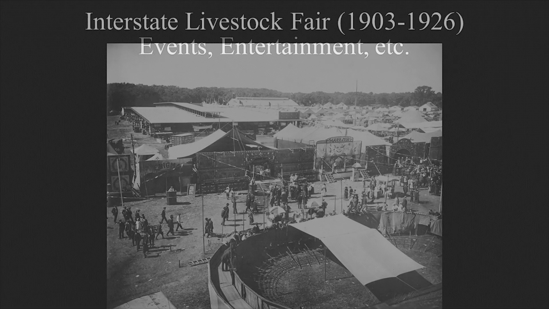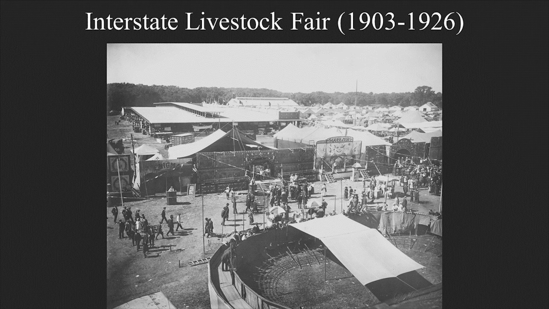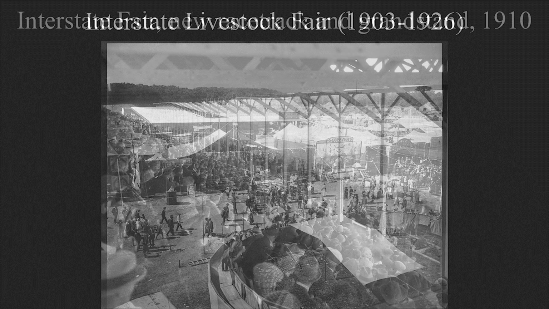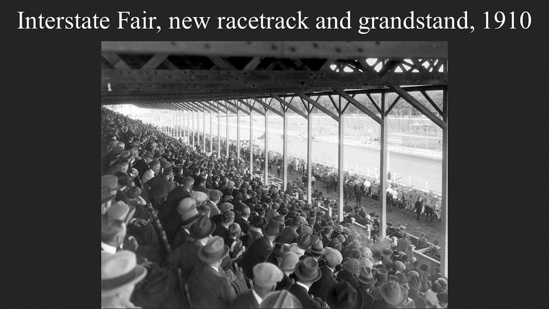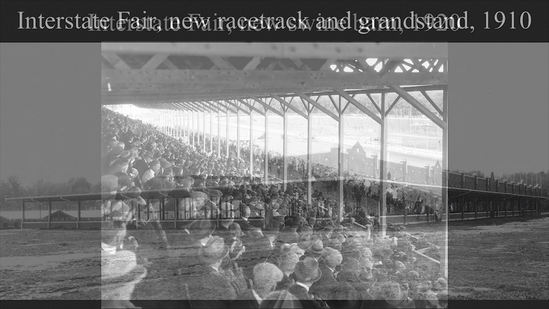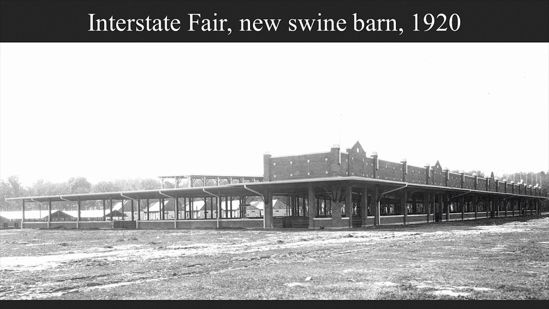Let's take a look at some events in entertainment, some things going on in this era besides all these building things I've been talking about. The Interstate Livestock Fair, which is the equivalent of a state fair, was active in Sioux City from 1903 to 1926. So certainly in our era between 1910 and 1920, it's quite active. Here you can see an image of the Midway. A new racetrack and grandstand were built in 1910 on the Interstate Fairgrounds. And because this is actually a livestock fair, a new swine barn was built in 1920 on the Interstate Fairgrounds.